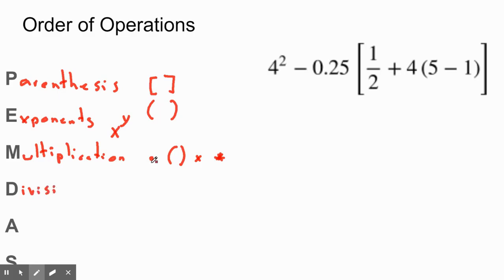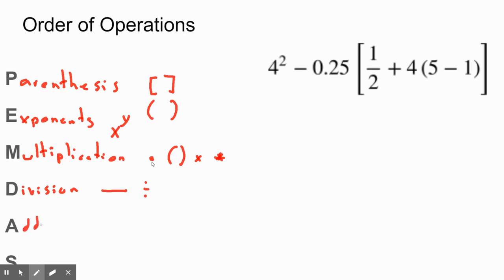D is, of course, division. That's either going to be a fraction or a division sign. With multiplication and division, it actually doesn't matter which order you do them in. If division comes first from left to right, you're going to start with division and then do multiplication and then maybe division again. Doesn't actually matter. But for our PEMDAS idea, we put multiplication in front.